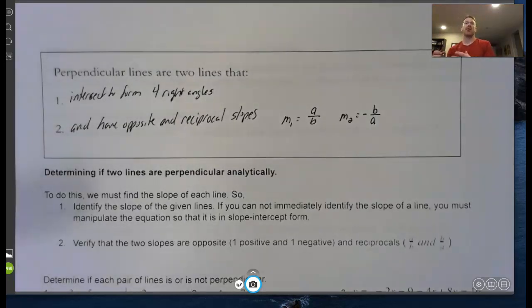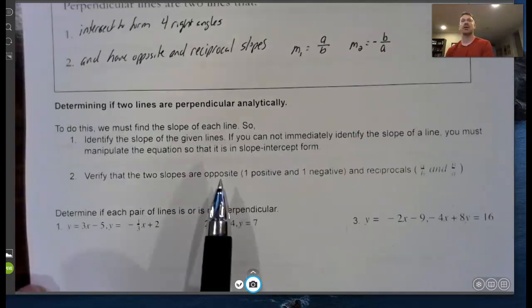Now, the great news about this lesson is that it's going to reuse a lot of the same skills we've already looked at with determining if two lines are parallel. The difference is now instead of looking for equal slopes, we're going to be looking for opposite and reciprocal slopes. And it's even a little bit easier because we already know the lines intersect. So we don't have to verify that they have different y-intercepts. It's a little bit quicker actually than when we did parallel lines.